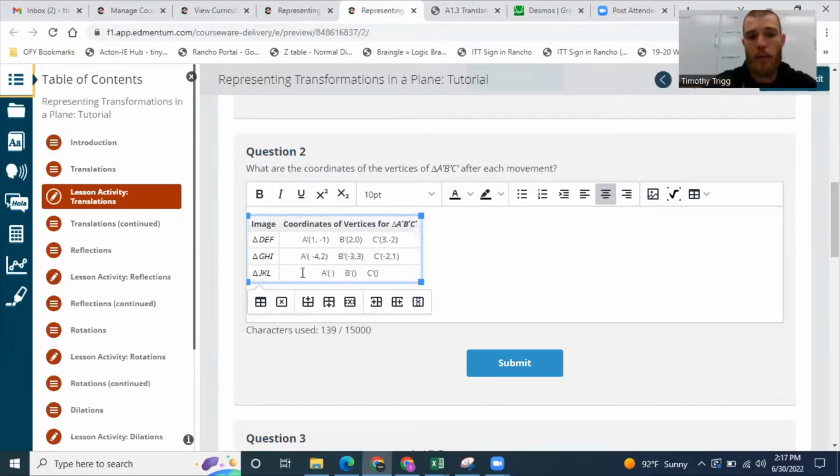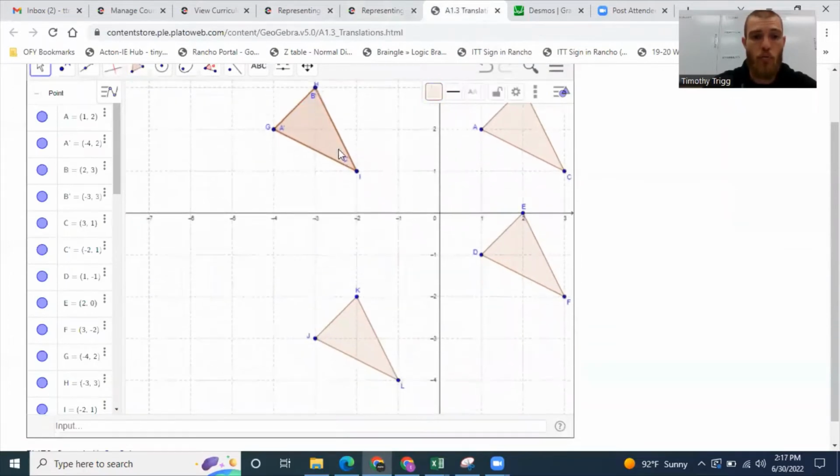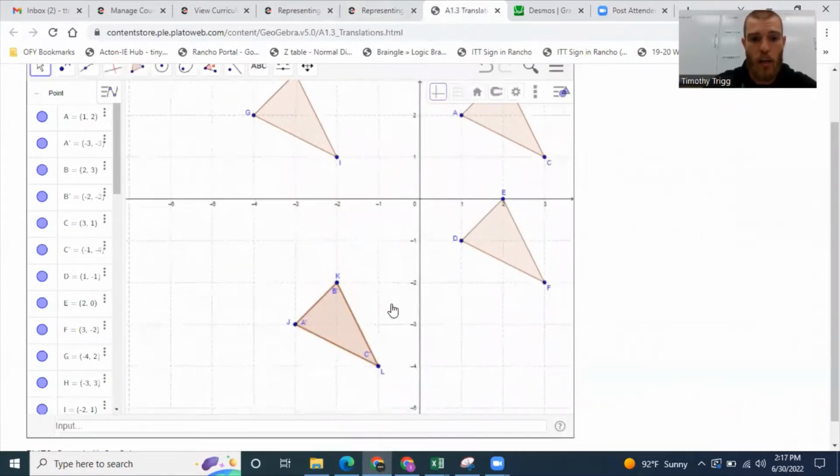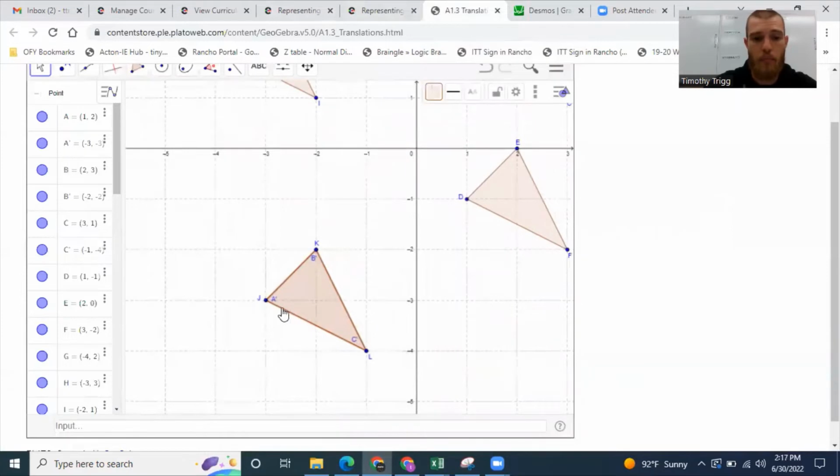Okay. Now I'm going to let you do triangle JKL. I'm going to let you try that on your own. But go ahead and move this triangle so that it's on here. Then tell me the coordinates for A prime, or in other words, point J, B prime, and C prime. Okay?